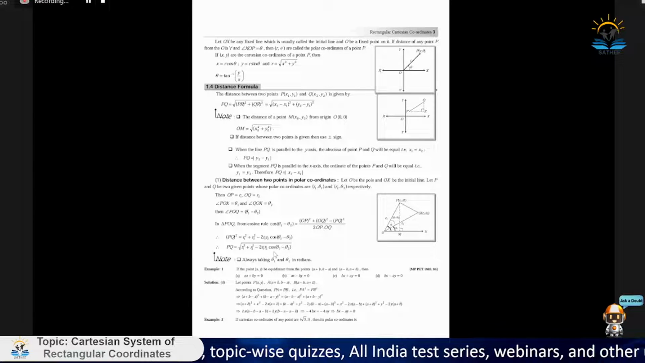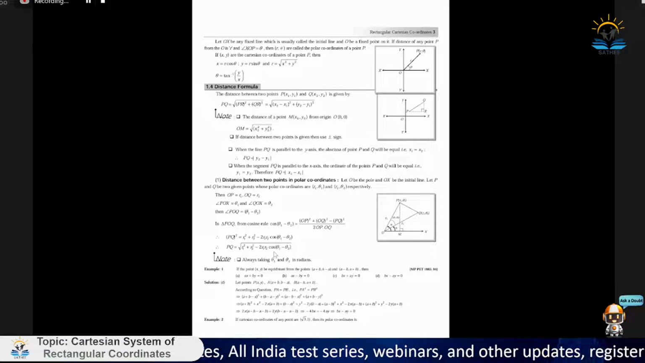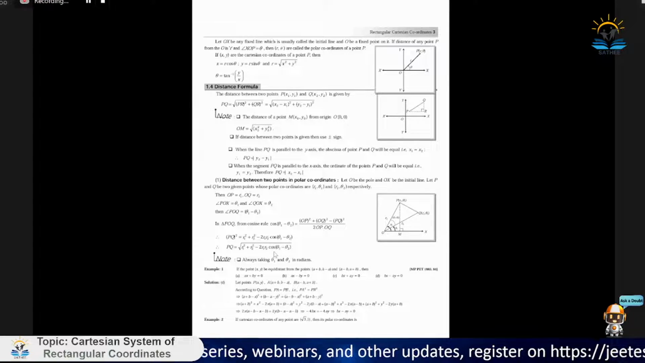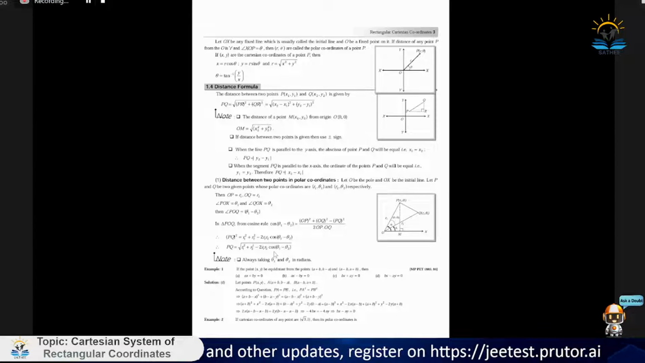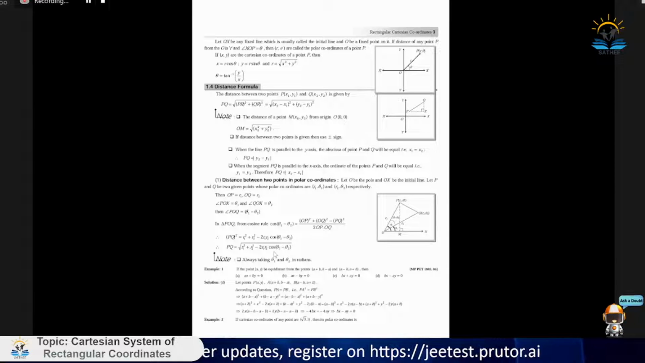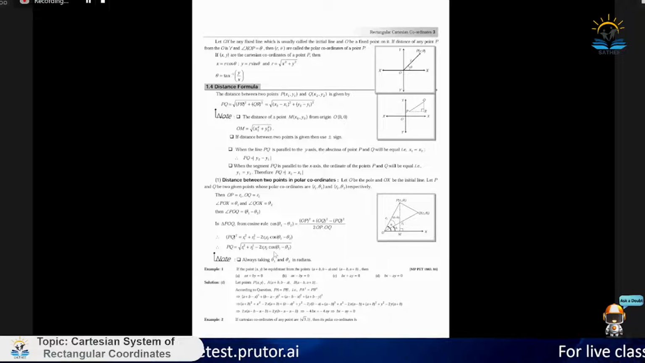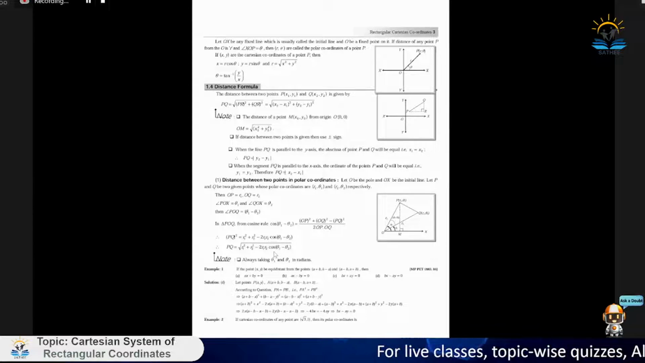For the triangle POQ, if you know the angle between OP and OQ and the distances OP and OQ, then you can find PQ by the cosine law, which is nothing but root over PO square plus OQ square minus 2 into PO into OQ cos theta, where theta is the angle between those two. And we have to ensure that theta 1 and theta 2 are in radians. Most probably the questions will be in degrees, so we have to convert them to radians, and then find the distance. And then we'll see some problems so that you will get clarity.